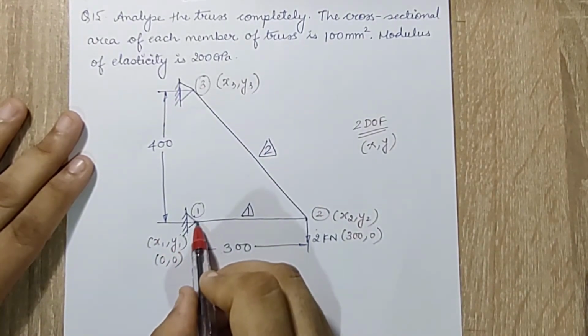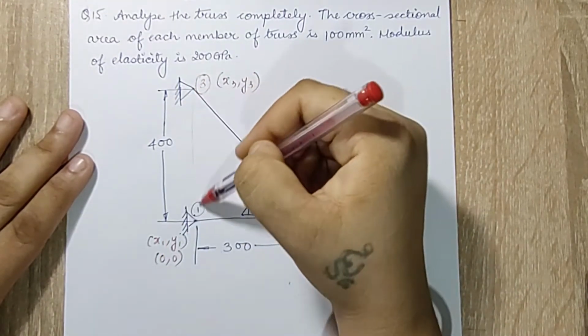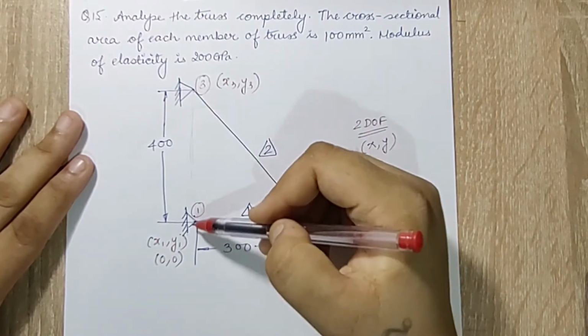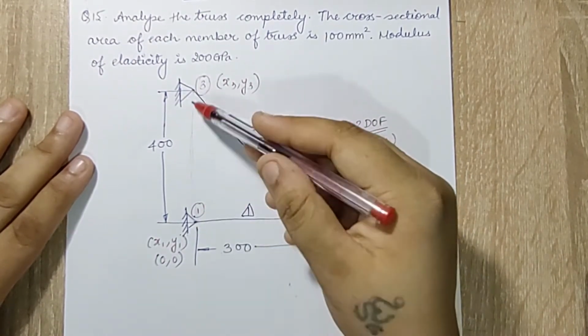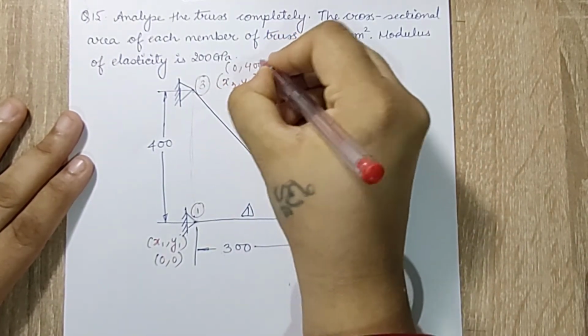Now assume again you are standing over here. From here to this point, obviously these two nodes are at the same level, so I am going to walk from here to here. There is no change in the x direction, only there is a change in the y direction. So the coordinates here will be 0, 400.